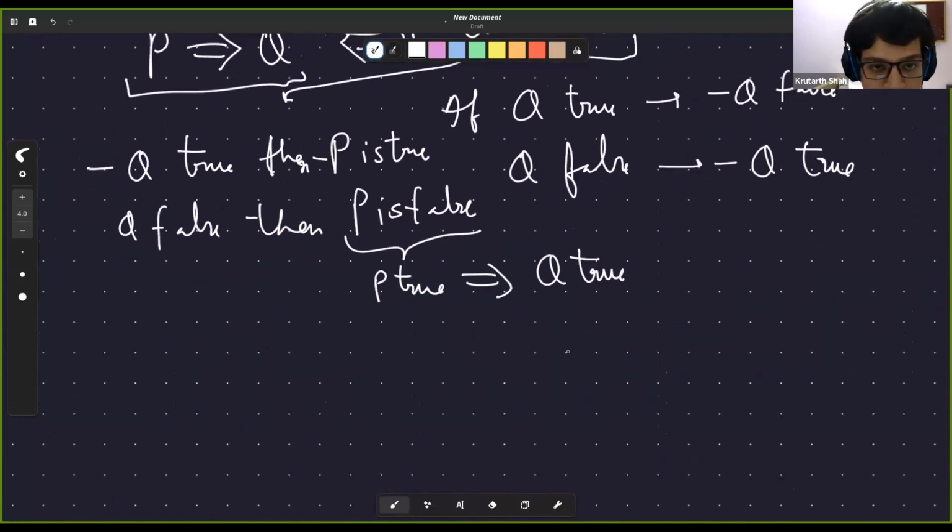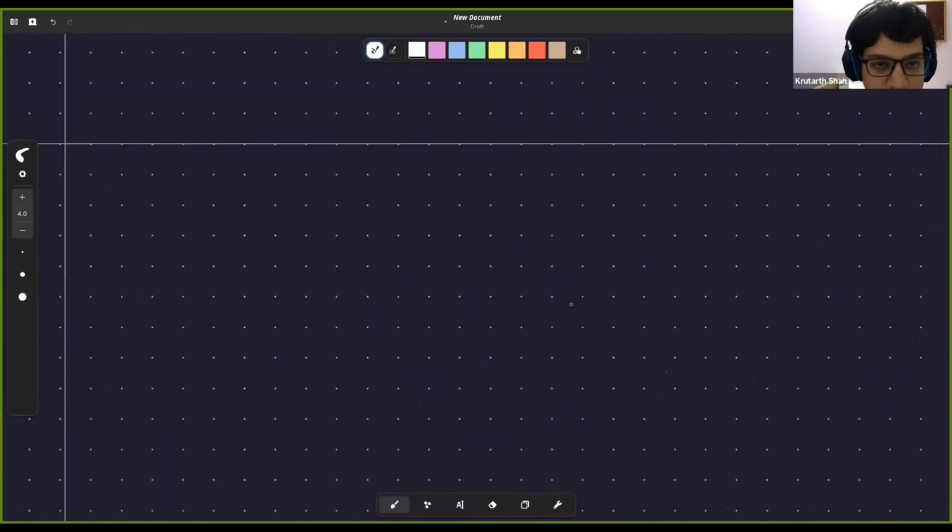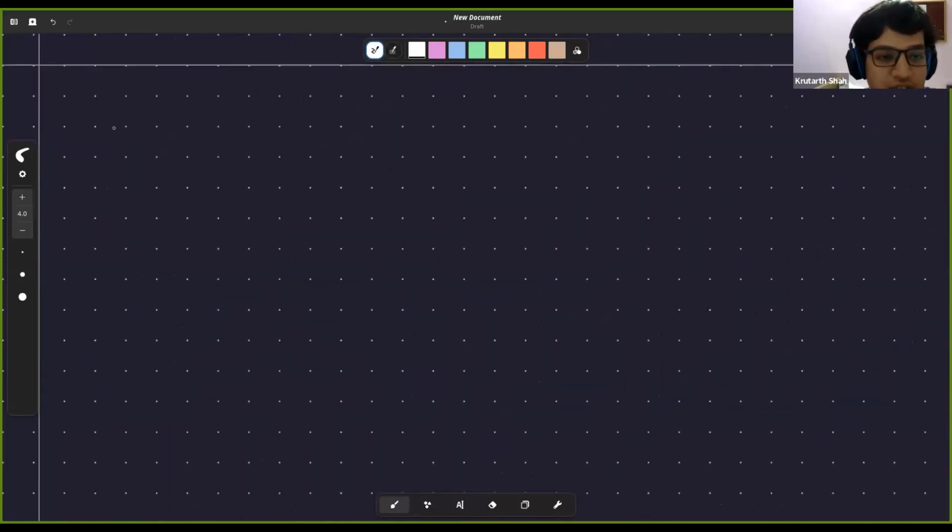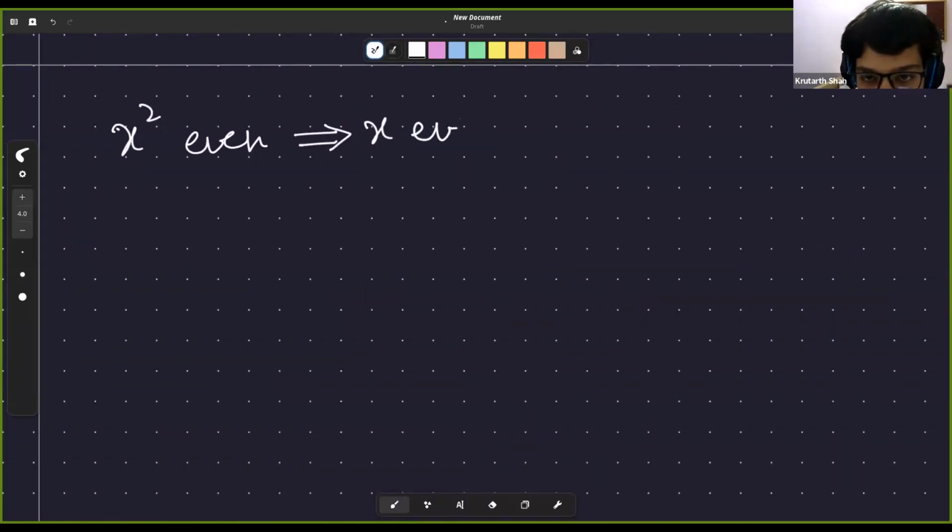Okay. So, I guess we can start. We can do another problem based on contradiction. Show that if x square is even, then so is x. Again, don't use number theory or whatever. We'll just use contradiction.